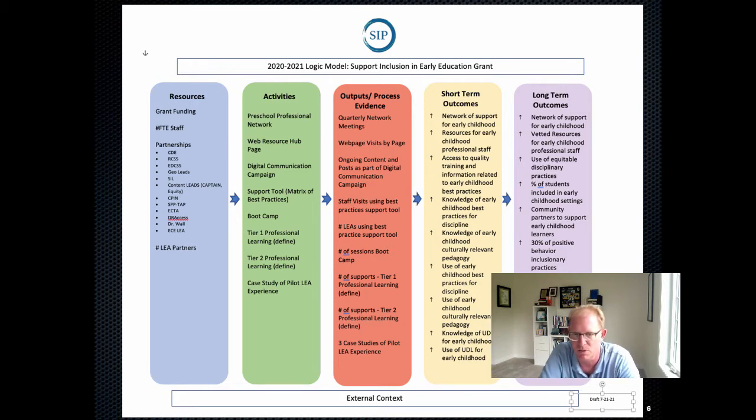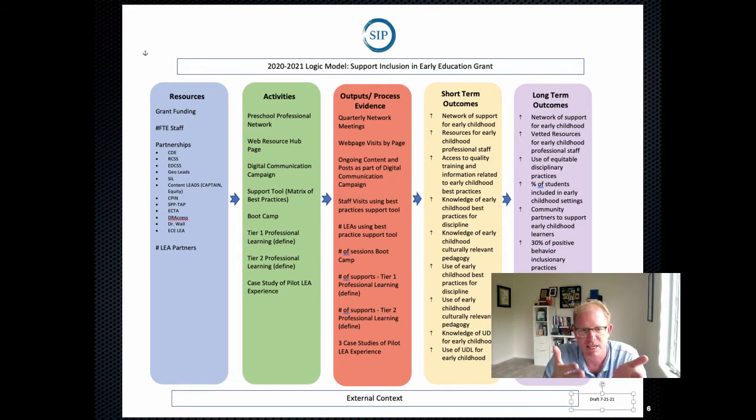In this example, you see a logic model associated with a special education project for the state of California. It is grant funded, so it's a policy, a grant funded program that tries to increase inclusion in early childhood education. And so there's a specific allocation of resources in terms of the grant. There's a number of staff. There's a whole lot of partnerships. And then there's work that is actually done with local education areas, that's LEA partners.